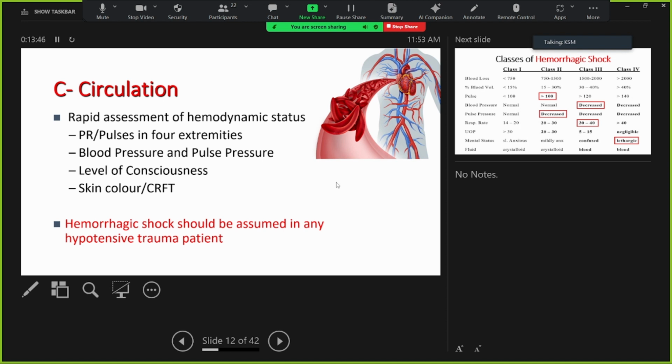Circulation is assessed very simply by pulse, blood pressure, level of consciousness, and capillary refilling. When it comes to a trauma patient, if you find this patient's blood pressure is low, you have to exclude hemorrhagic shock. Even though a number of other shocks can be present in this patient, like obstructive shock due to tension pneumothorax or cardiac tamponade, or neurogenic shock, or even distributive shocks, you need to exclude hemorrhagic shock.